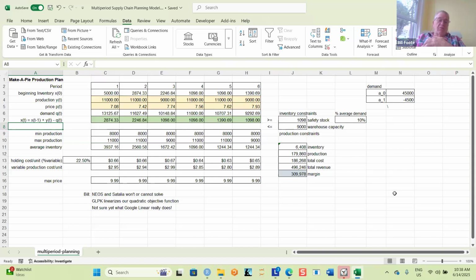Hold that thought for a moment. There is capital here in terms of having something like warehouse capacity, and a safety stock. There are some capital constraints, and we also have production constraints. We have only so much capacity to make 11,000 widgets, whatever it is, pies in this case. And we have to have a minimum.